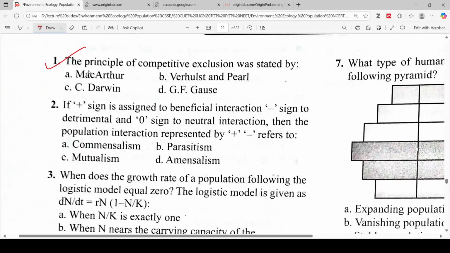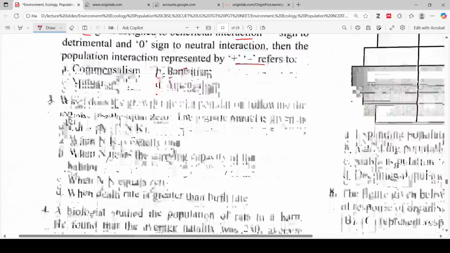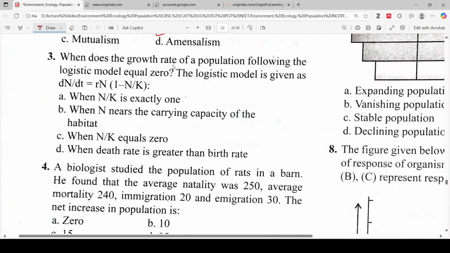The principle of competitive exclusion was stated by option D, Gause. Next question, if a plus sign is assigned to beneficial interaction, a minus sign is detrimental and 0 is assigned to the neutral, then the population interaction represented by plus minus is of course parasitism. Next question, when does the growth rate of a population following the logistic model equal 0? The logistic model is given as, and the correct answer will be option A.